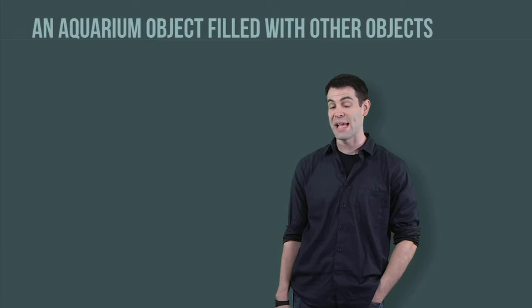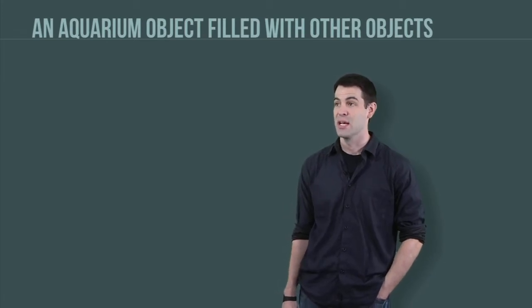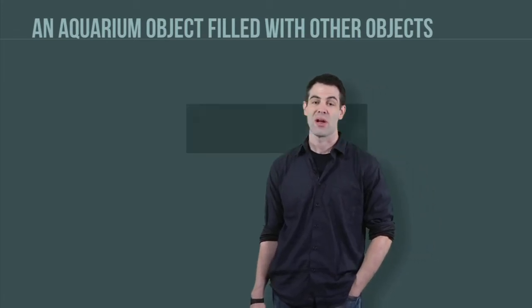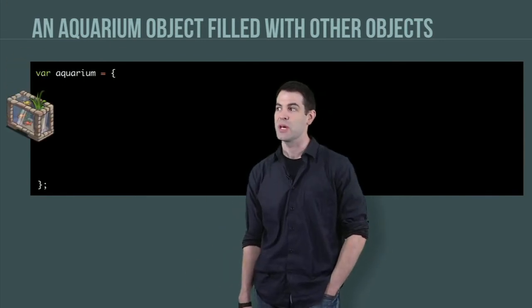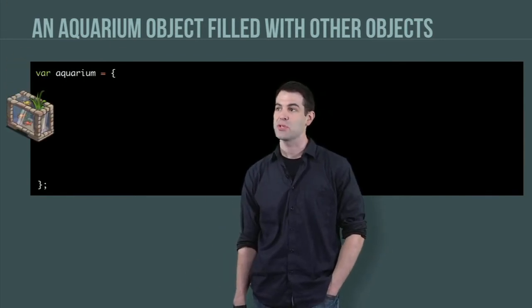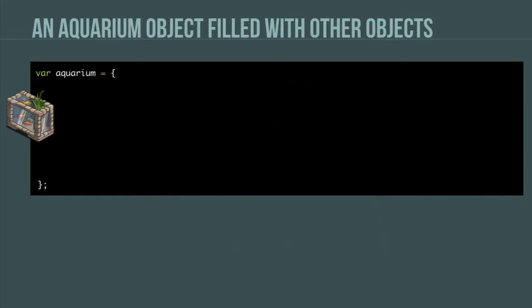Welcome back. In this section, we will be exploring functionality inside of objects. So here we're going to start with an aquarium object. We are in the ocean of objects after all. An aquarium object filled with other objects. And let's first build some add and remove functionality for our aquarium.